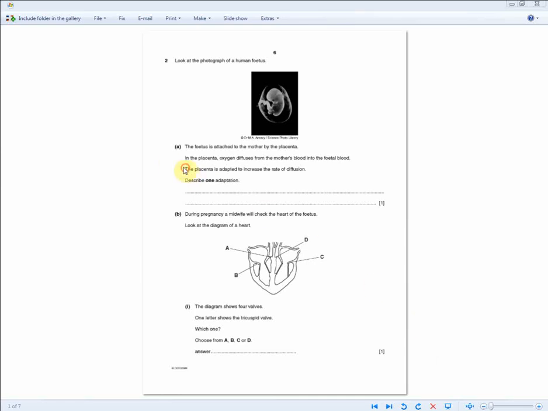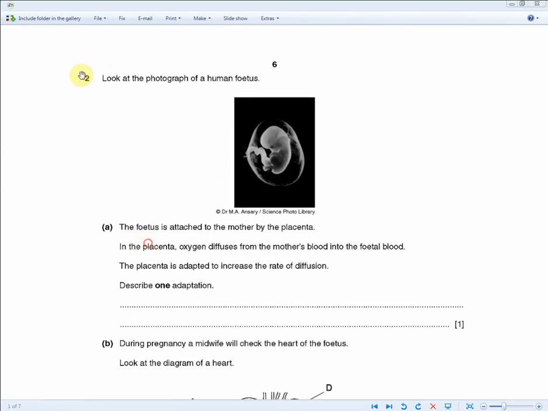So let's begin with the first exam question of the diffusion section, where it asks you to look at the photograph of a human fetus, as shown. So the fetus is attached to the mother by the placenta. In the placenta, oxygen diffuses from the mother's blood into the fetal blood. The placenta is adapted to increase the rate of diffusion. Describe one adaptation for one mark.